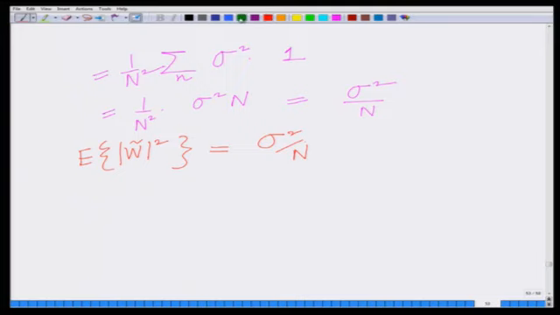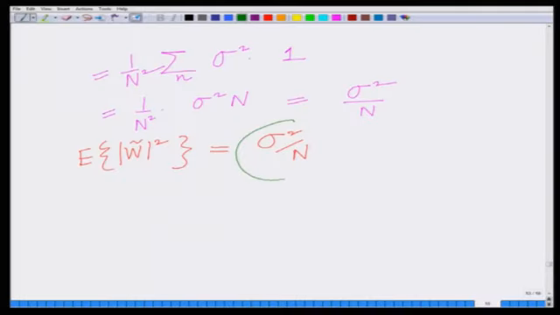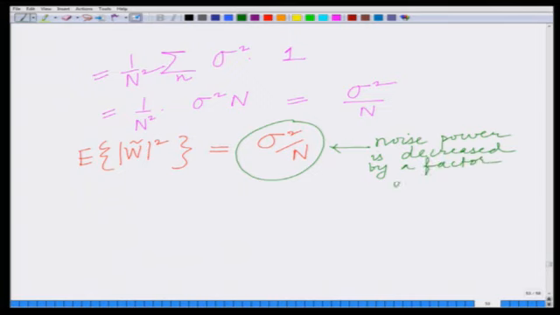Therefore, expected w tilde magnitude square, or the noise power, is equal to sigma square divided by N. Therefore, we are finding something very interesting. We are finding that this noise w tilde at the output of the CDMA receiver after correlation is zero mean, and the variance is sigma square divided by N, that is, the noise power is decreased by a factor of N. Therefore, the noise variance is suppressed, or the noise power is decreased by a factor of N.